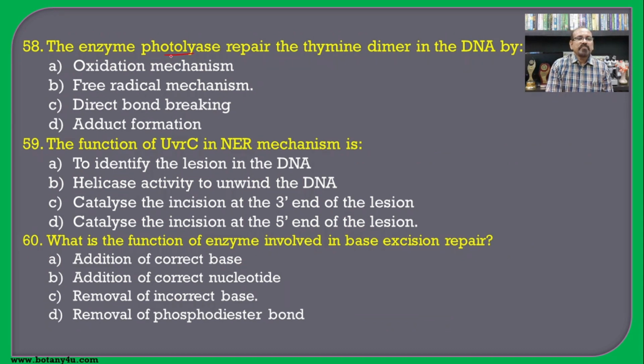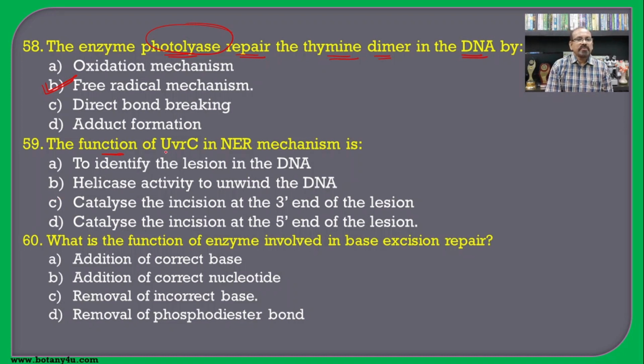The enzyme photolyase repairs the thymine dimer in the DNA by what? If we see the complete process of the repair mechanism after the formation of the thymine dimer, it is the photoreactivation method, in which this enzyme works by a free radical mechanism, and hence B is the correct answer for this question.